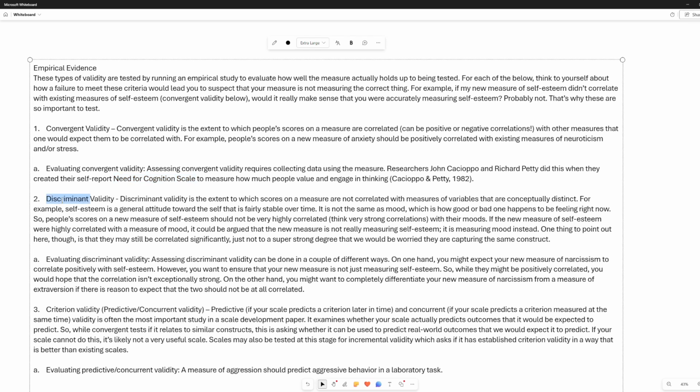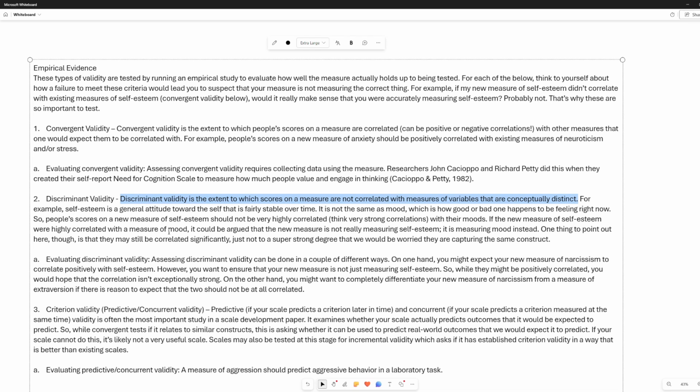On the other hand, discriminant is more if you are able to differentiate your new scale. So it's the extent to which your measure is not correlated with measures of variables that are conceptually distinct from your measure. Now, a lot of times my students get confused here where they think that a negative correlation is what we're looking for. We're not looking for a negative correlation. We are looking for no correlation here.